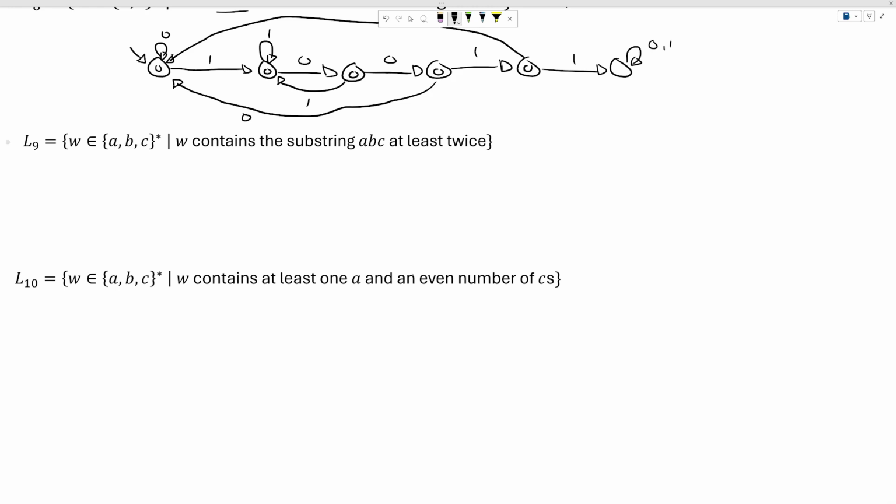Contains the substring A, B, C at least twice. So I'm going to do once first. Now again, maybe I want to finish this submachine before I go and build up the second substring bit. So this is the first detection of the substring. So we're going to go ahead and skip any B's and C's before we get our first A.